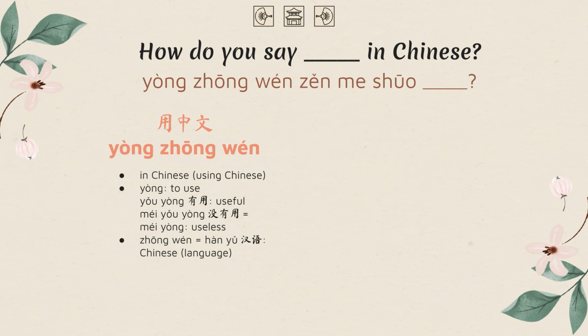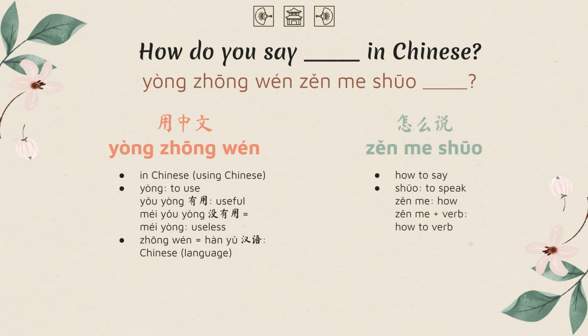So how would you say in English? 用英文. And you can swap out 中文 for other languages, just like that. 怎么说？怎么说 means how to say. 怎么 means how. 说 means to speak or to say. So you can put other verbs after 怎么 to mean how to do that verb. We'll see more examples in the following slides. So the whole thing is 用中文怎么说 blank.